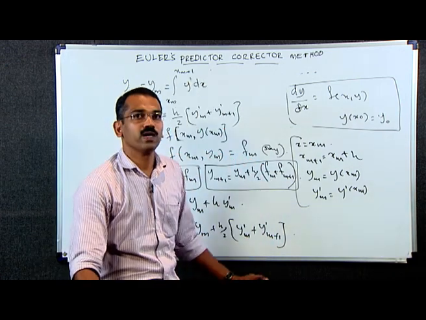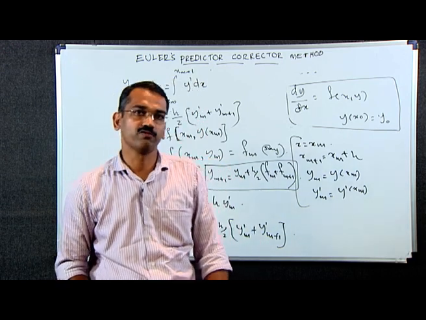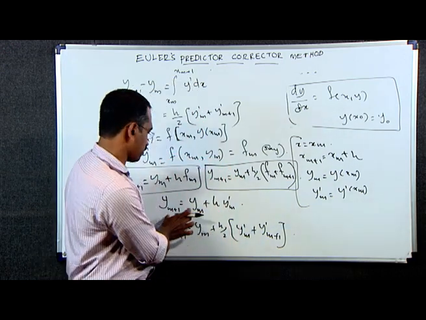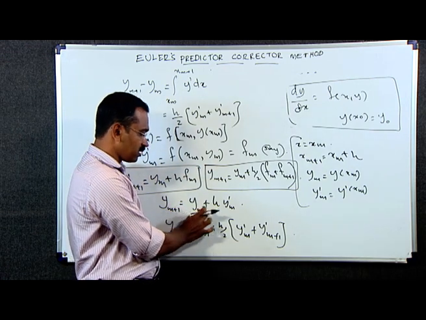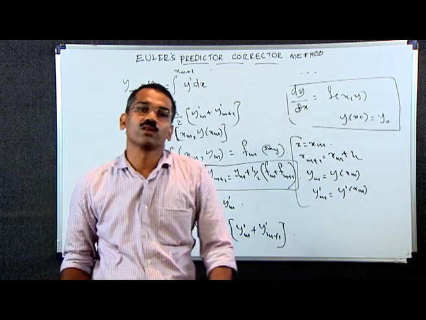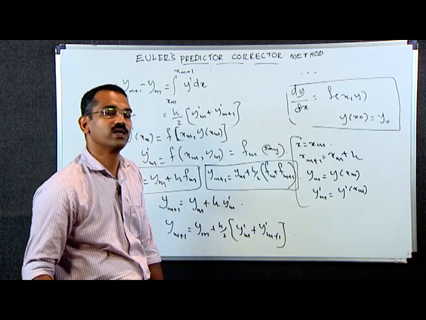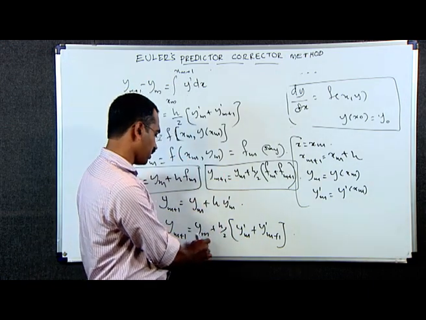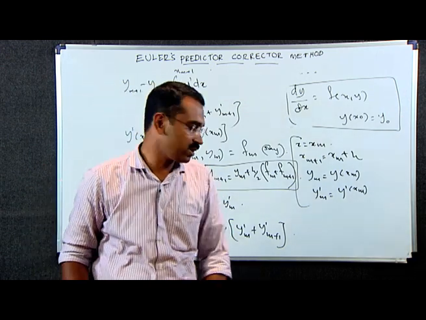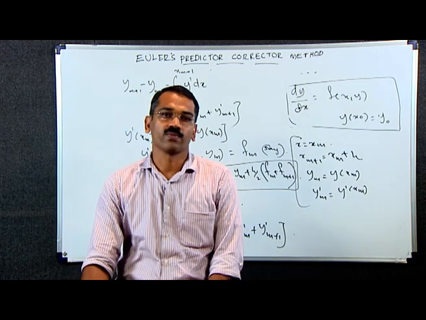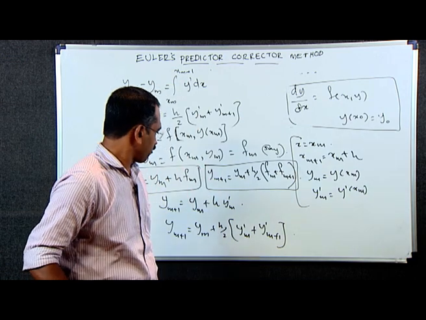In the predictor formula, the unknown y_{m+1} is expressed in terms of the known value of y_m, whereas in the corrector formula, the unknown y_{m+1} is expressed in terms of y_{m+1} itself. This is the characteristic feature of a corrector formula.